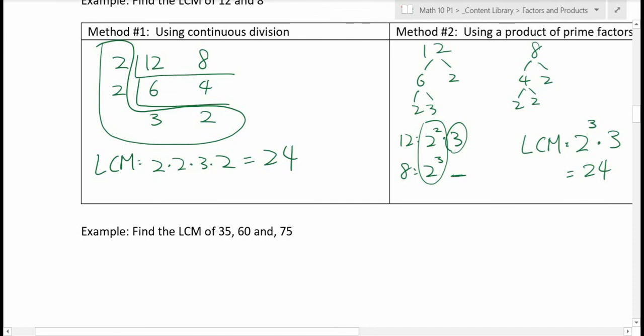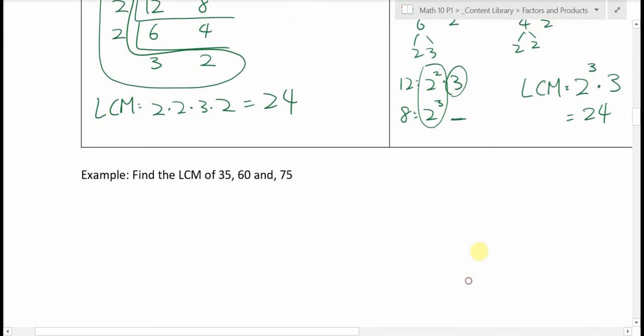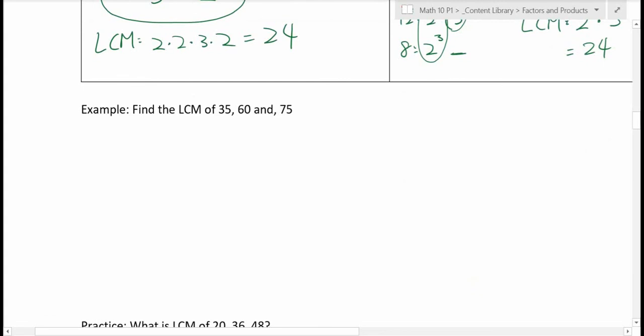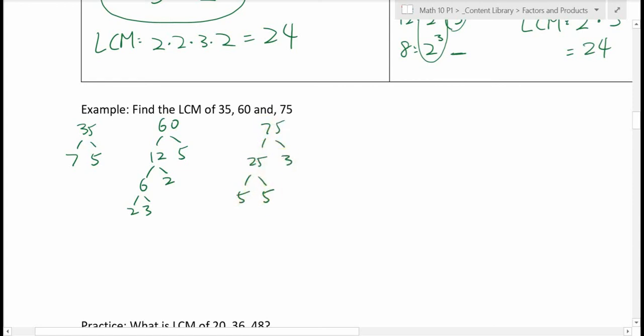I will show you another example, this time with 3 numbers. So we have 35, 60, and 75. I'll show you both methods, and then again, you can choose whichever one you prefer. I will do prime factorization first. 35 is just 7 times 5. 60 is 12 times 5, which is going to be 6 times 2, which is 2 times 3 here. And 75 is 25 times 3, and 25 is 5 times 5.